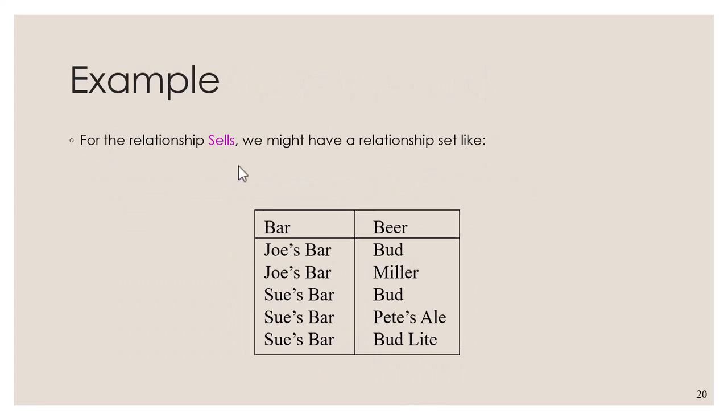We have the relationship sells. We might have a relationship like this where Joe's bar sells Bud. Joe's bar also sells Miller. Sue's bar sells Bud, Pete, so it sells three different beers. So here is what it would look like in an actual table in the database.